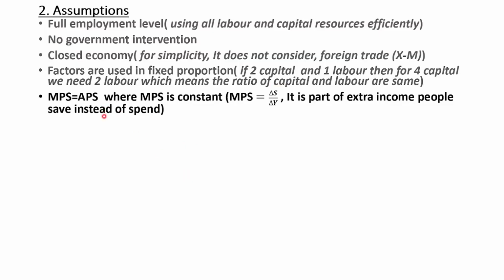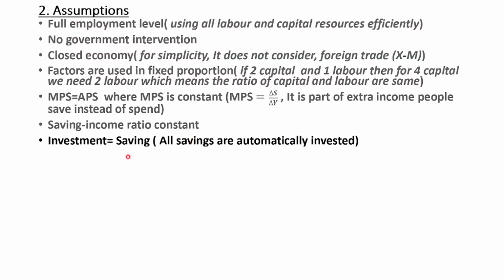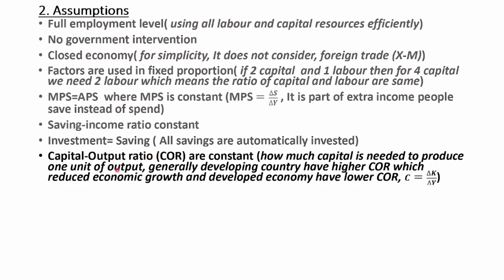So MPS and APS are equal, where MPS is constant and MPS equals change in saving by change in income. That means out of extra income, people save a part instead of spending. Similarly, the saving income ratio is constant. Investment equals saving. That means all the saving is automatically invested, and the capital output ratio is constant. Here COR means how much capital is needed to produce 1 unit of output.